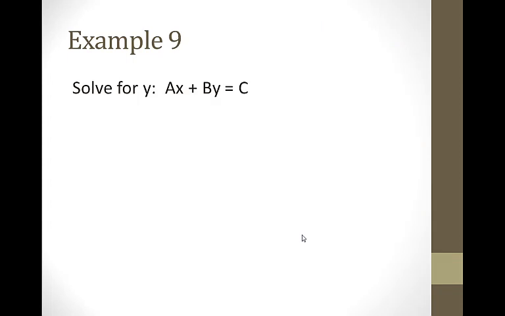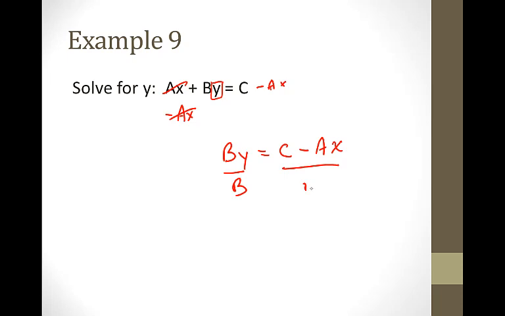Okay, a couple more. Solve for y. So ax plus by equals c. And we'll see some of these in a later lesson. So here I'm trying to solve for y. So again, I have one term over here, then one little part of a term to move. So I'm going to subtract ax. So by equals c minus ax. One more step. Good. Divide by b. B's canceled. So y equals c minus ax all over b.